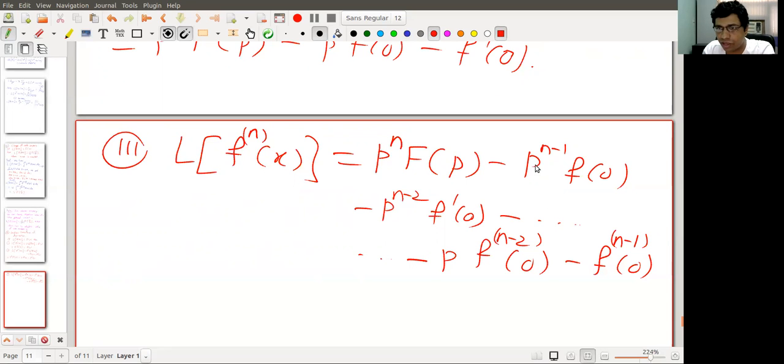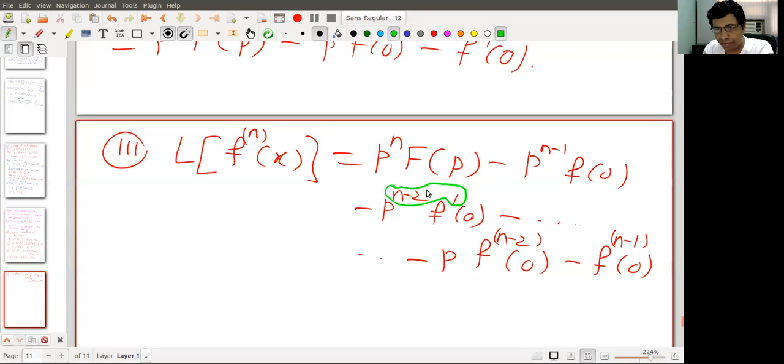So we have p raised to n minus 1 into f of 0 minus p raised to n minus 2 f dash 0, and so on. So the sum of the order of derivative and the power of p should be n minus 1.